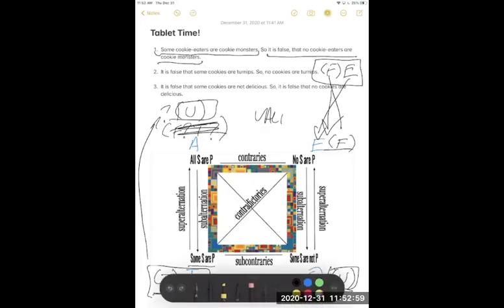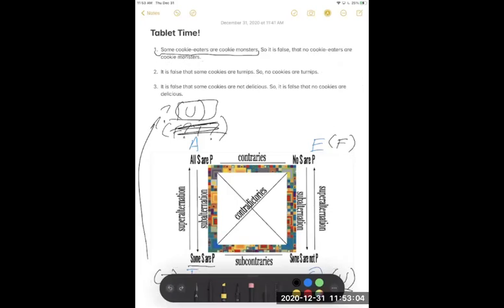Okay, let me clean up this whole mess right here, which is a lot of stuff. But let's now look at number 2. Number 2 says, it is false that some cookies are turnips.